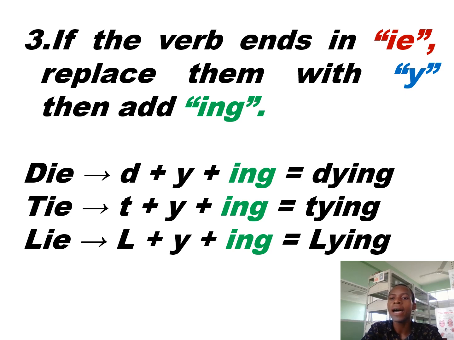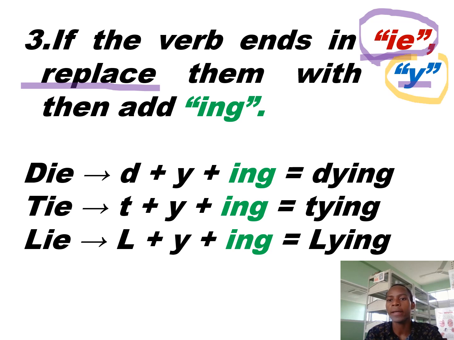If the verb ends in IE, what do we do? We replace the IE with Y. So in place of IE, we use Y. This is what is supposed to be done. We use Y, then we add ing.